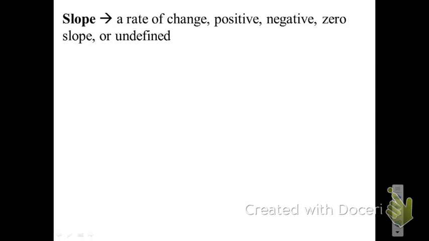Okay, slope is defined as a rate of change. We have 4 different kinds of slope. We have a slope that's positive. We have a slope that's negative. We have a zero slope, and this is what all the lines will look like if you were to graph them. And we have what's known as an undefined slope.